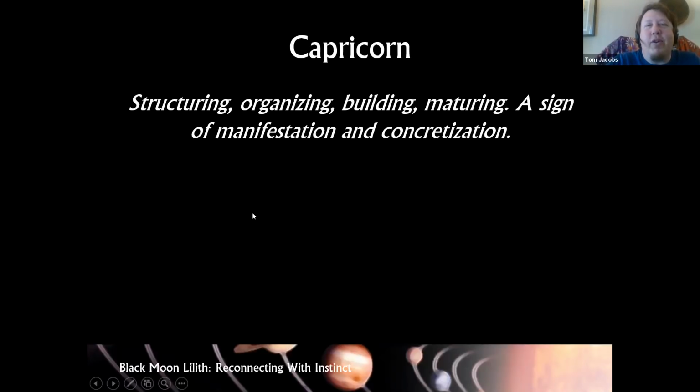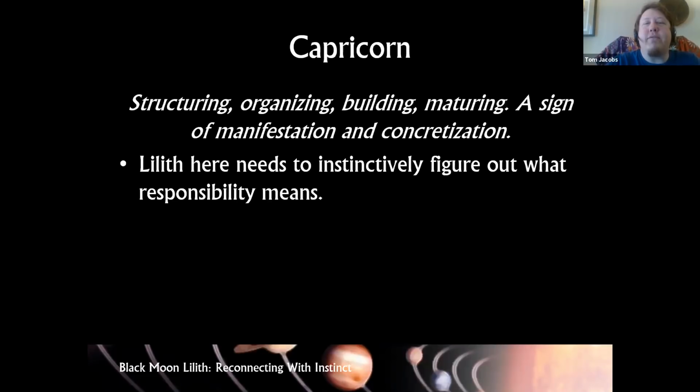Capricorn: structuring, organizing, building, maturing. It's a sign of manifestation and concretization. So Lilith here needs to instinctively figure out what responsibility means, what's worth building, and what face to put out to the world, right? What to be known for.